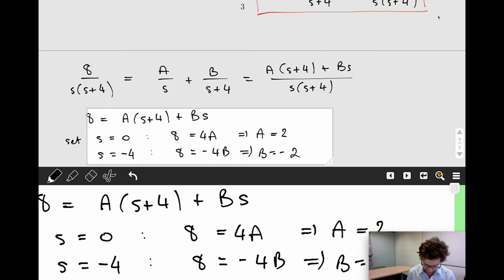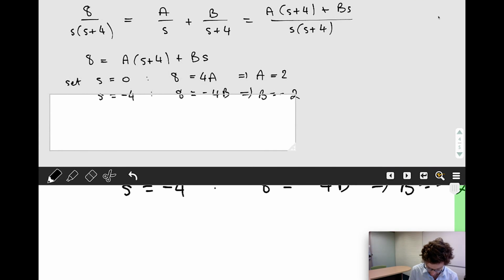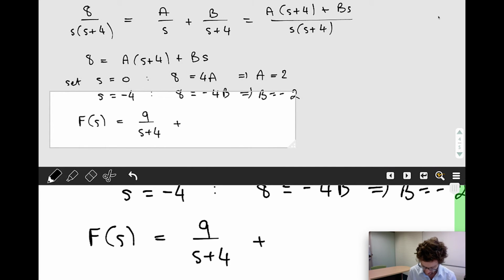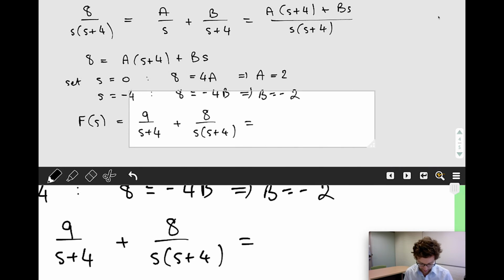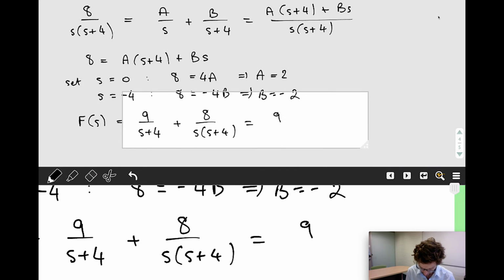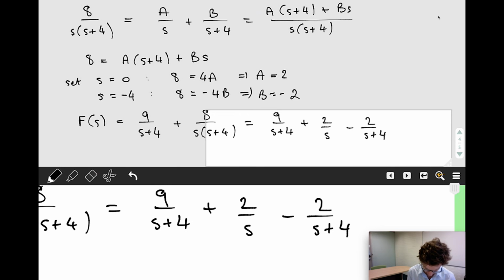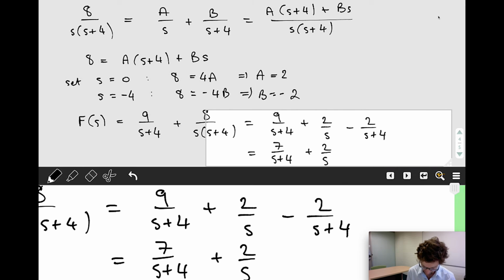So now what we can do is write that F of s is equal to 9 over s plus 4 plus 8 over s times s plus 4. And we saw that that second rational expression there becomes 2 over s minus 2 over s plus 4. Or simply, F of s is 7 over s plus 4 plus 2 over s.